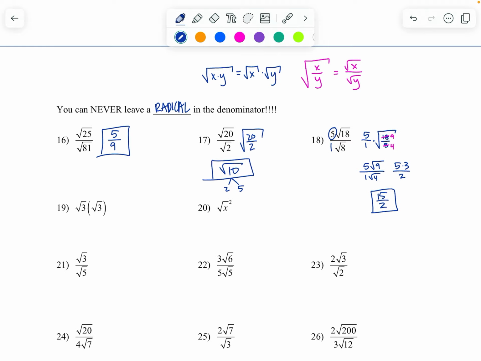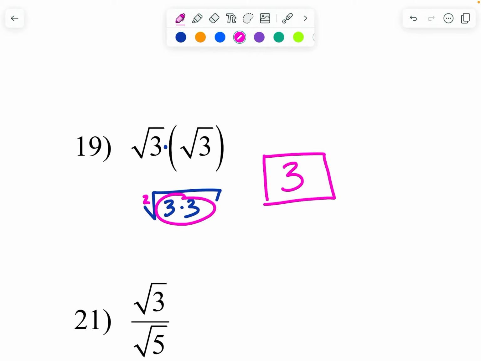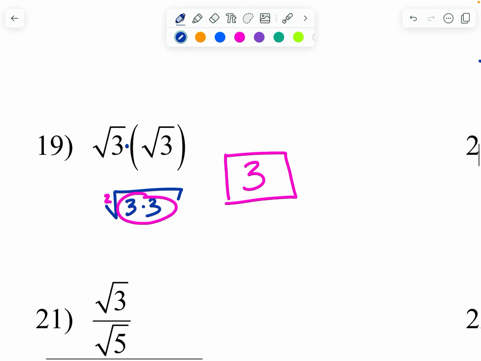Let's see what happens, though, for 19 and 20. Number 19, I don't have any fractions, so I guess all I have to do here is simplify. I'm going to go ahead and smush these two together. Root 3 times root 3 is root 3 times 3. And if you either think about 2 of a kind, I have 2 3s, or you think about the square root of 9, my answer here is 3. That is going to be true for any radical that you have.